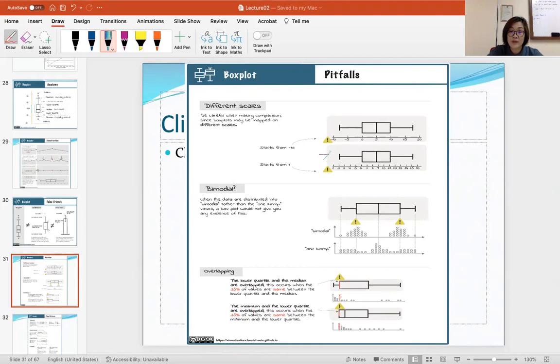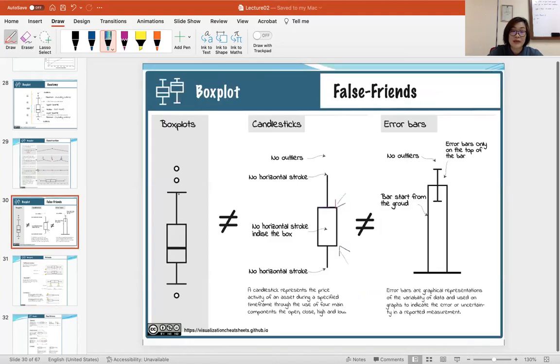This occurs when 25% of the values are the same between the minimum and the lower quartile. So when 25% of your sample is between the minimum and the lower quartile, you don't have the whiskers for the lower part. You still have the whiskers if your median is the same as the lower quartile. Understand, right? Okay.